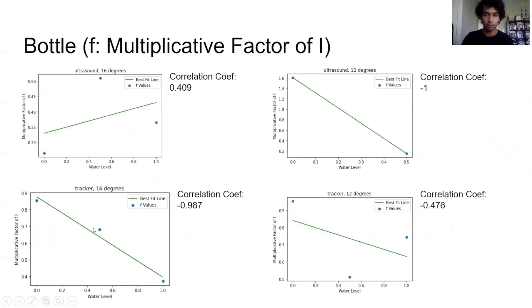And down here in this bottom row of plots on this slide, we show the relationship between the multiplicative factor of F and the water level from our tracker data sets on the 16.2 degree and 12-degree inclines. On the 16.2 degree incline, there's a pretty strong negative correlation between F, which is the multiplicative factor of I, and the water level in the bottle. And that correlation coefficient went down on the 12-degree incline, but it's still there.